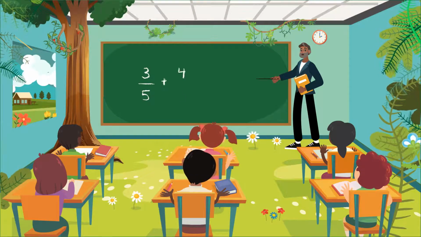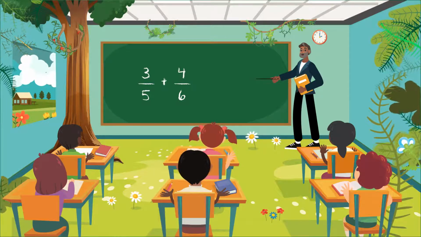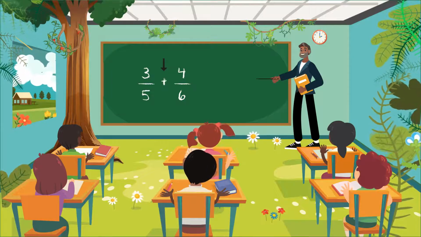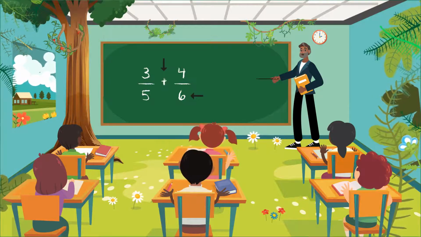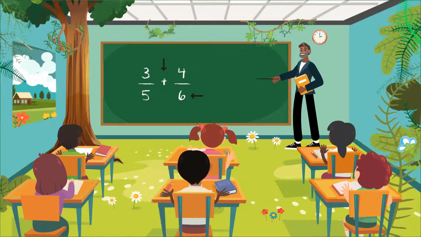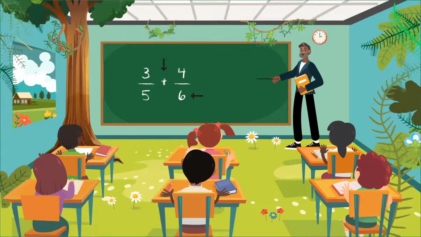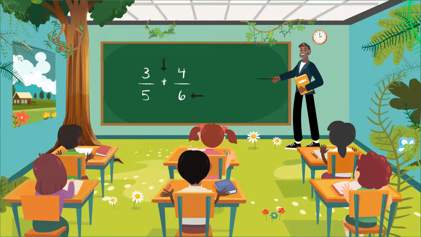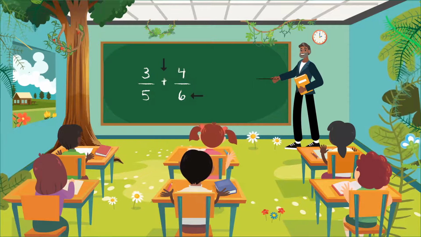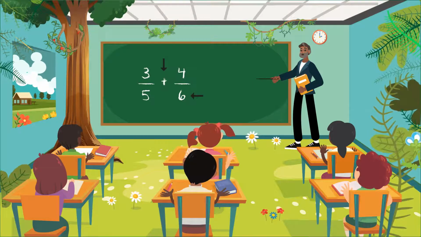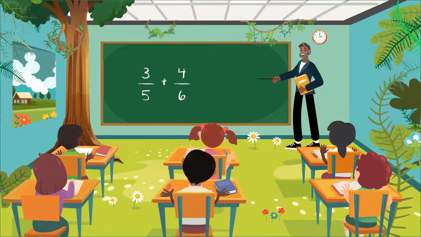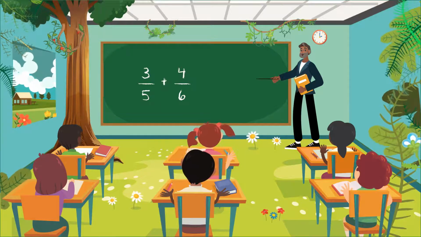3/5 plus 4/6. Step 1, look at your sign. Step 2, look at your denominators, the bottom numbers, to see if they are the same. Are 5 and 6 the same, like or unlike, different? Different, unlike, very good. So what do we do? Build equivalent sets. Very good. So, write the original problem, 3/5 plus 4/6.